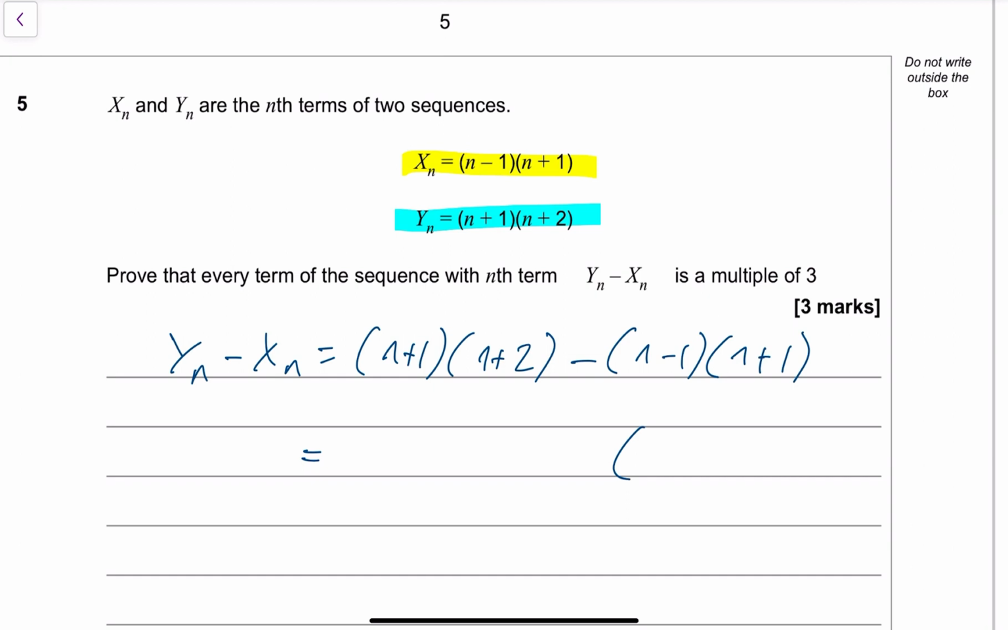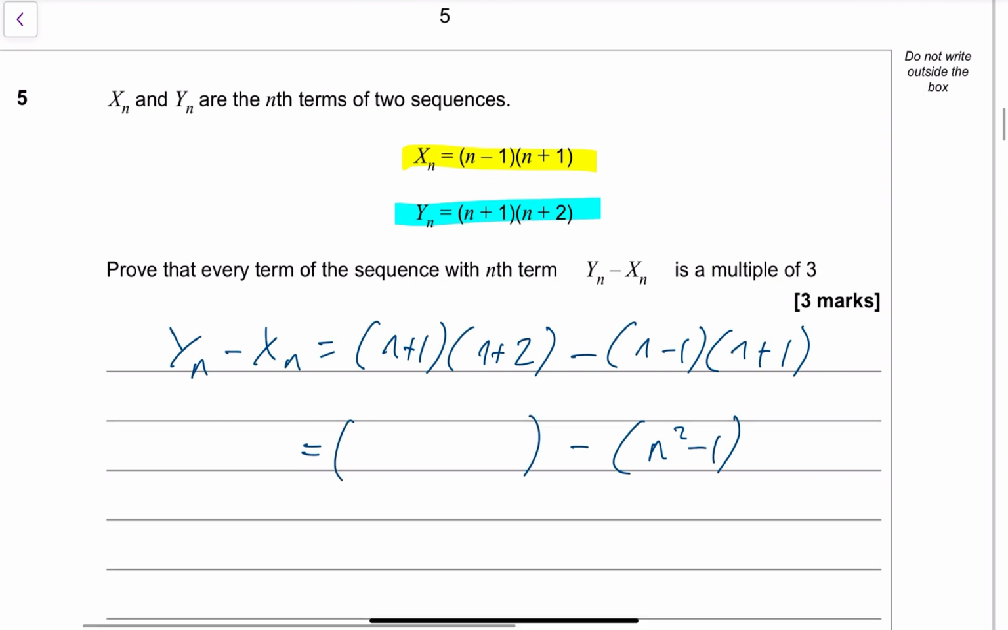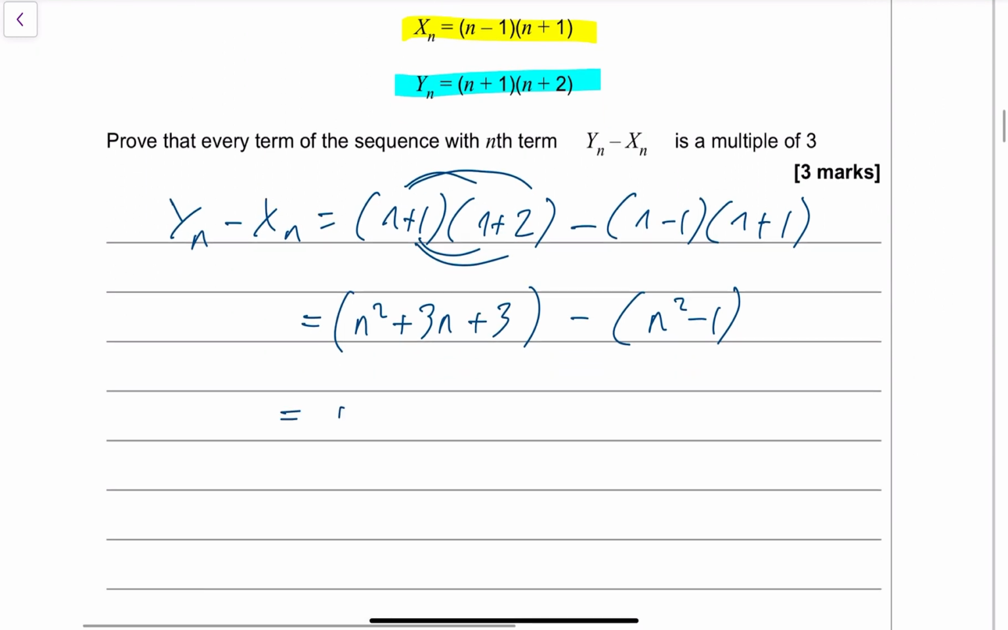This second one, I'll do it as in one bracket. This, you should be aware, is a difference of two squares, so that's what it becomes. Next one, a wee bit trickier to do. So we do it out. You have n times n is n squared, n times 2 is 2n, plus another n, that's going to be 3n, plus 3. And then we'll tidy up.